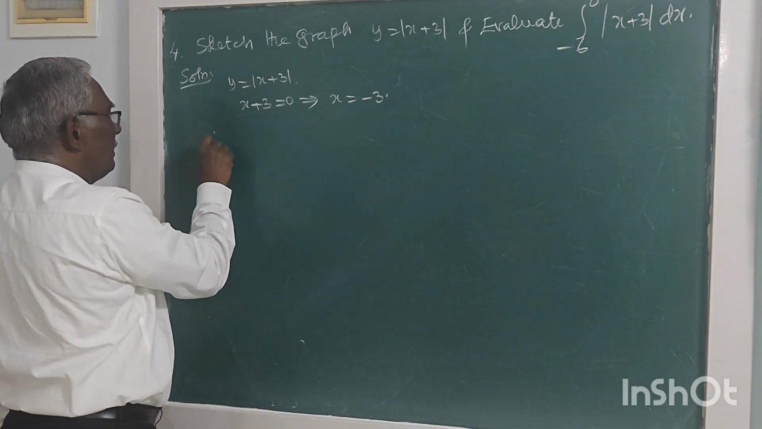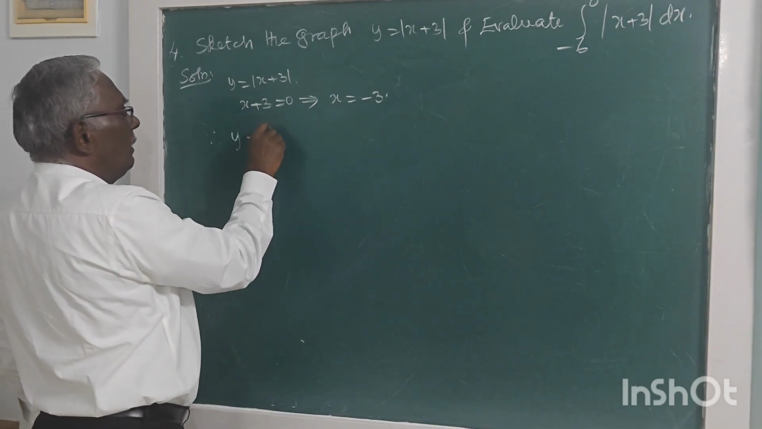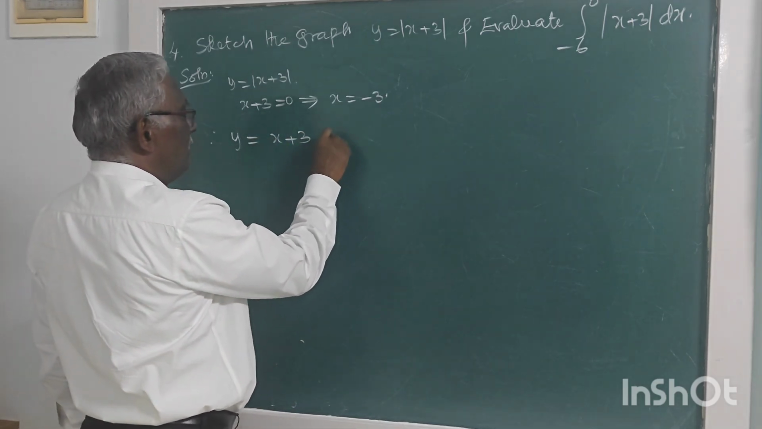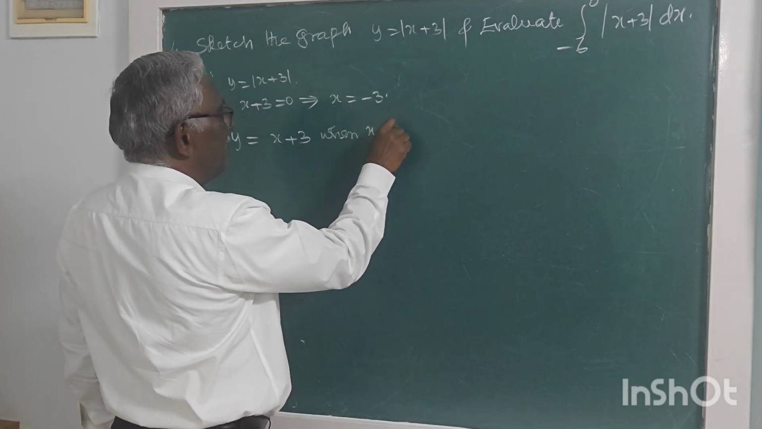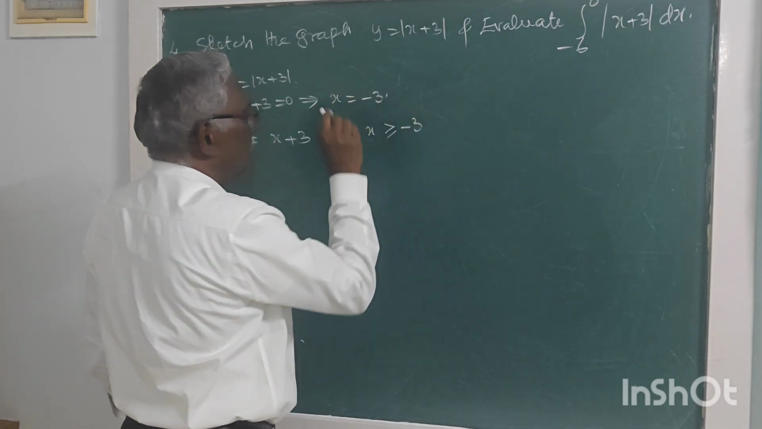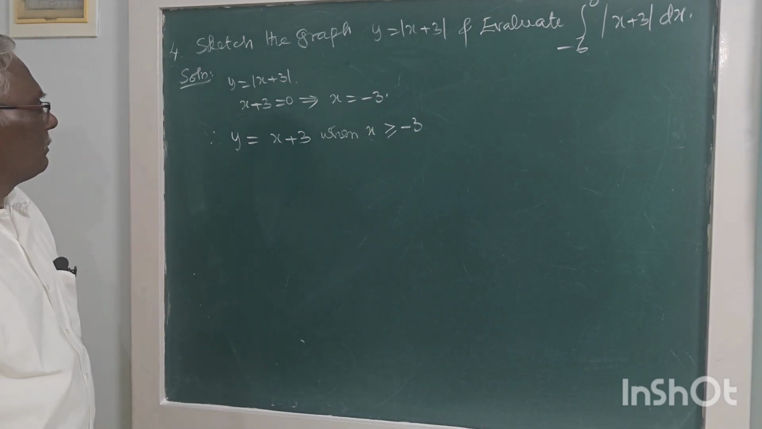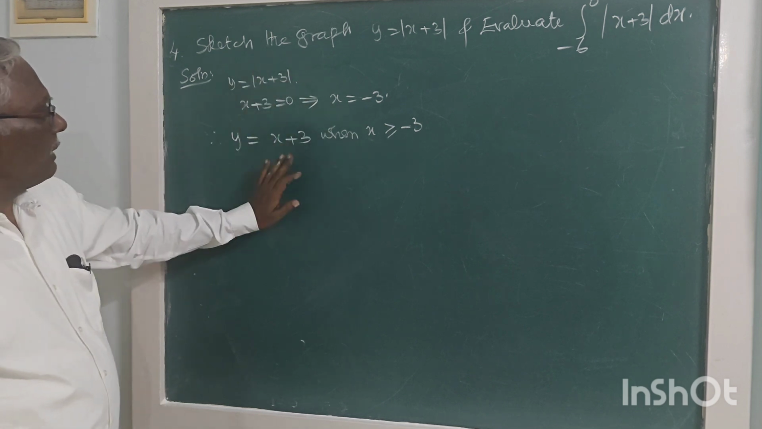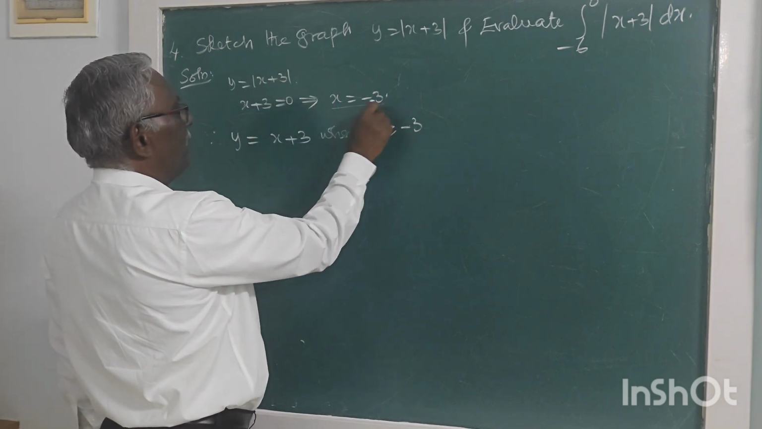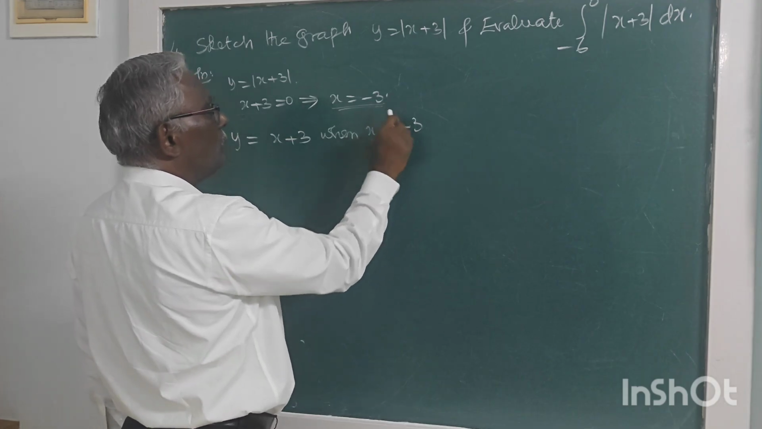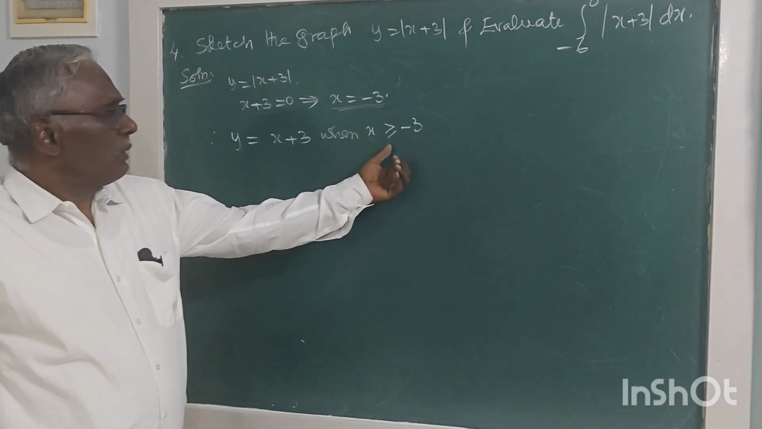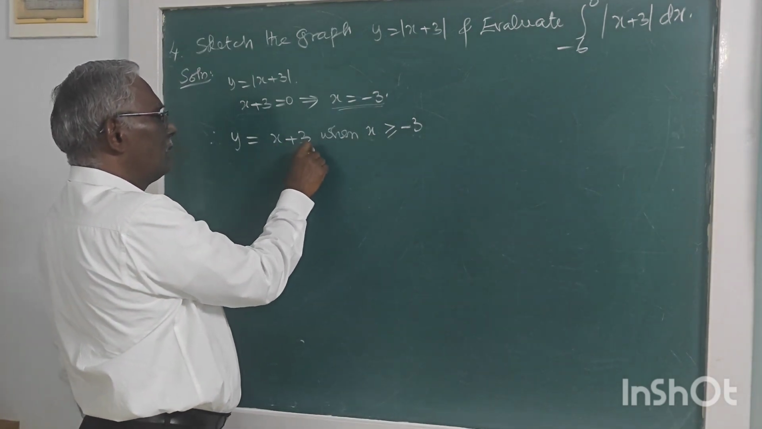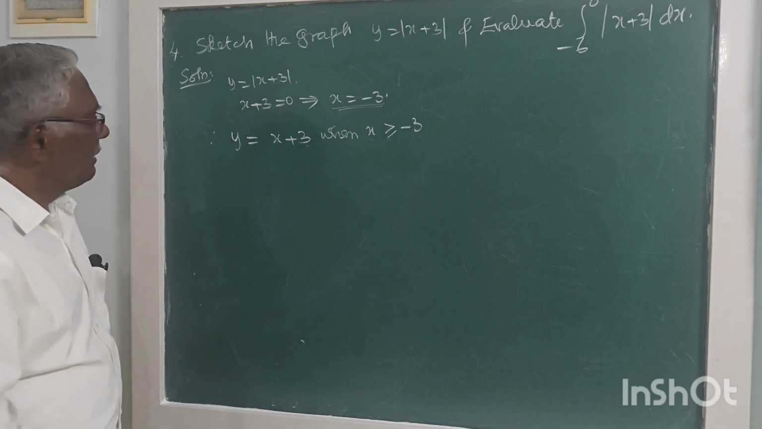Therefore, we can write y is equal to x plus 3 when x is greater than or equal to minus 3. So we will take a number greater than minus 3, so we will take minus 2. Minus 2 plus 3 is 1. So we are getting a positive value.